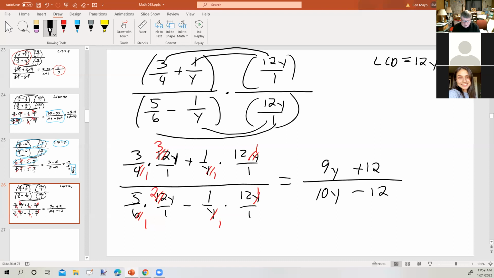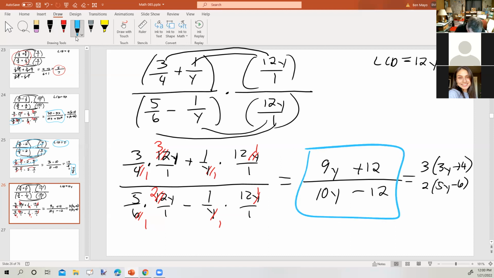Now, can I reduce it further? I can factor a 3 out of the top and a 2 out of the bottom, and that gets me nowhere. So I'm going to go back and say that's my final answer. Okay. Any questions about that one?